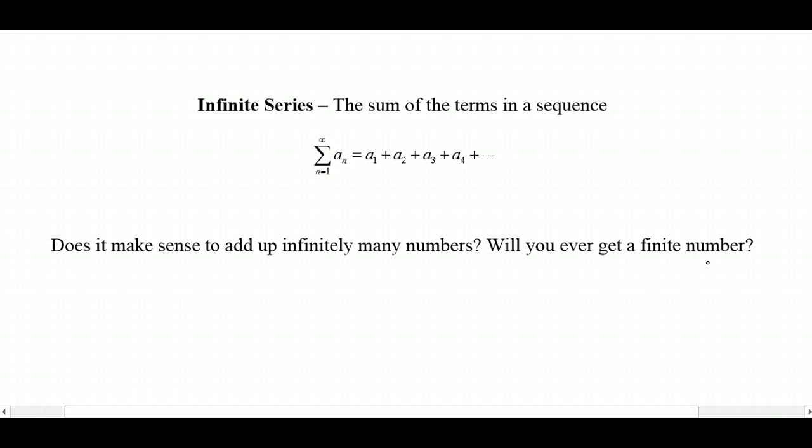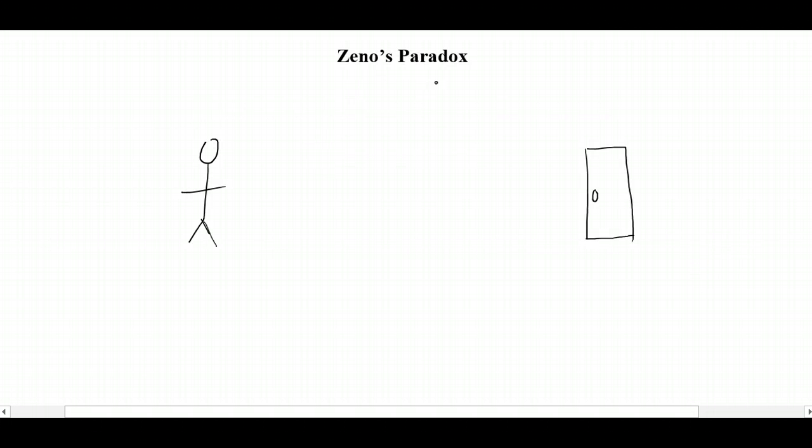Well, to think about this, let's take a look at the famous Zeno's paradox. One of Zeno's paradoxes is explained in many different ways, but I'm going to use the example of a man trying to get to a door. Will this man ever be able to reach this door? The distance from where he's currently standing to the door, let's say, is 1 unit away. So this whole distance here is 1 unit. We won't worry specifically about what those units are.